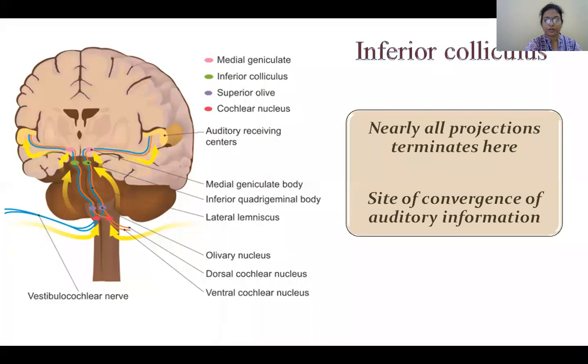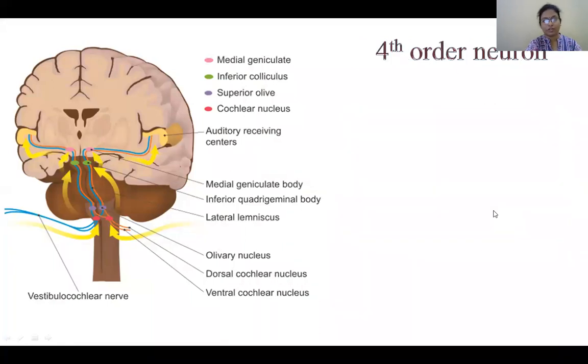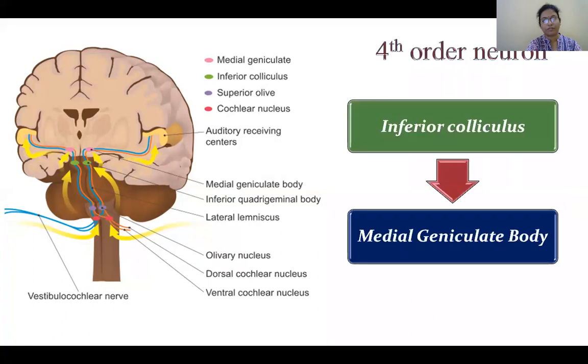The superior olivary complex is the first place where it receives the bilateral information from the bilateral ears, whereas the inferior colliculus is the site where the convergence of the auditory information happens. So the fourth order neuron will arise from the inferior colliculus and go to the medial geniculate body.